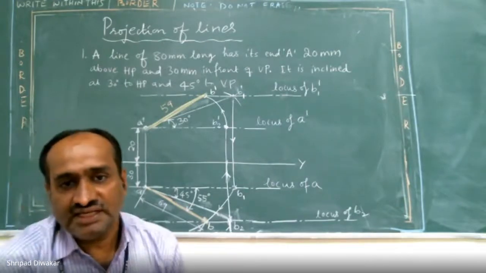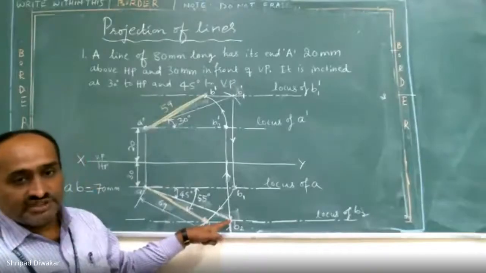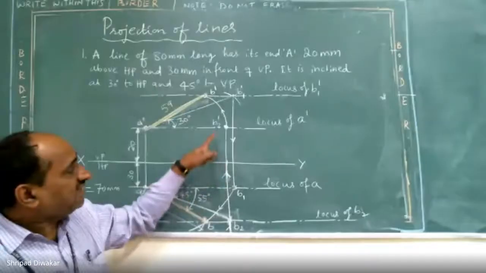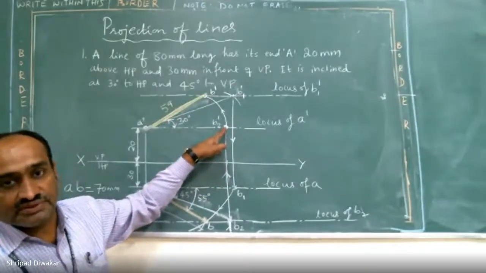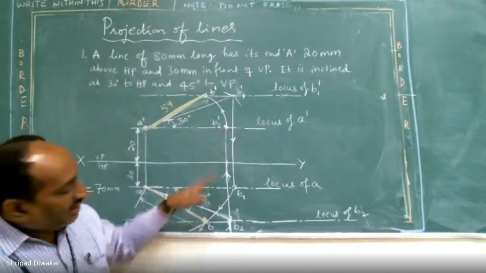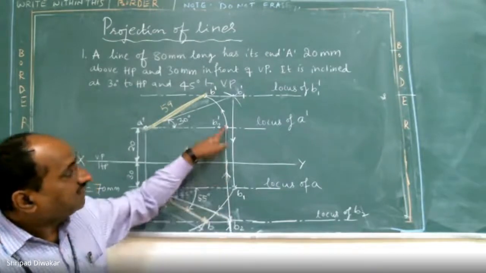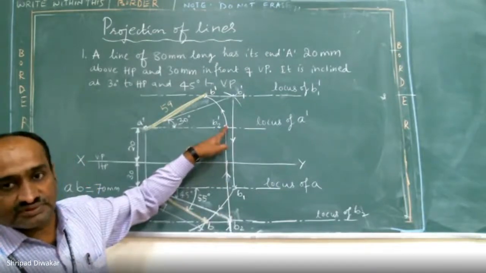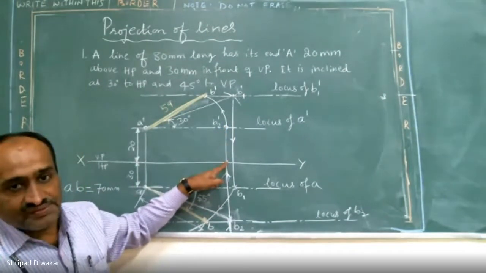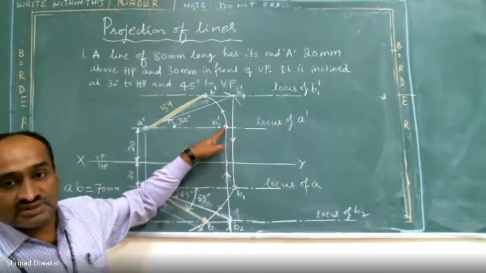You have taken dimension correctly. Students have taken. Yes, sir, I took. No, you have extended from B2 here. Yes, sir, I extended up to this line. You have extended up to locus of A dash. Just check it out once again. You have to extend the line from B2 to locus of A dash. Suppose you extend up to here, you'll get wrong answer. You have to extend up to here, locus of A dash. Okay, sir, I got it.